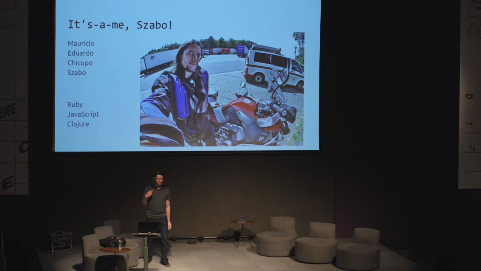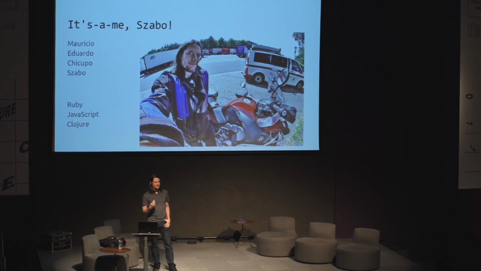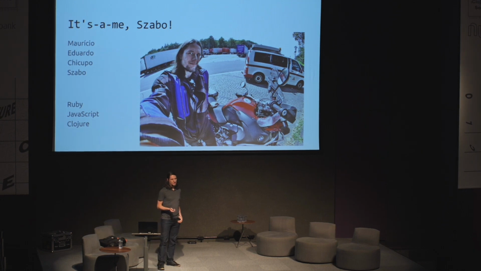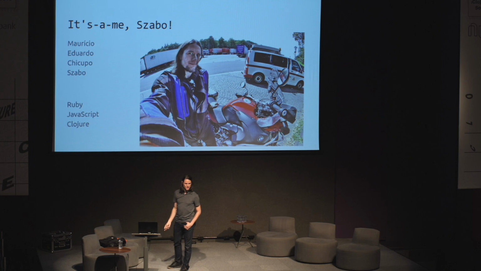But first things first, my name is Maurício Eduardo Chicupo Szabo. I am a motorcycle rider, as you can see. I also do Clojure, Ruby, JavaScript, and ClojureScript. In fact, the tool that I'm going to show you today is written in ClojureScript. And it's kind of interesting because in the beginning of my Clojure career, I didn't like ClojureScript at all. And now half of my projects, and more than half of my personal projects, are in ClojureScript. So it's kind of ironic.